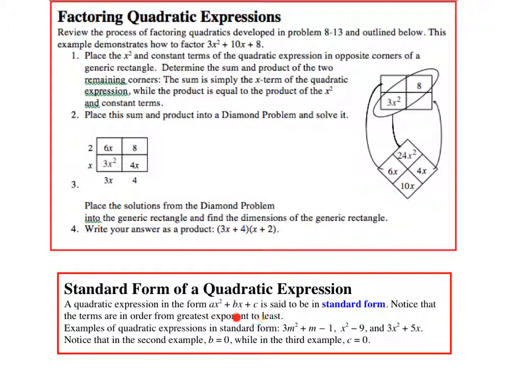Standard form of a quadratic is ax squared plus bx plus c. So we start in standard form, and then we use this process to get it into factored form.